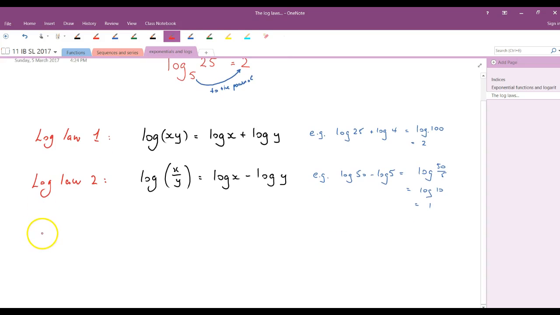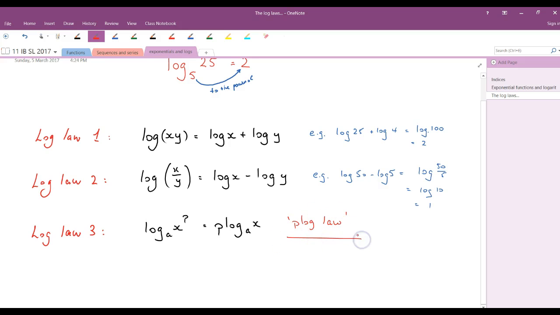Now, log law 3 is probably my favorite log law, if not mathematical law, because I love the use of it. If we've got log base a of x to the power of p, so we're logging x to the power of p base a, this is a beautiful thing. This p comes down the front, and this becomes p log base a of x. In my classes anyway, it has become known as the plog law.